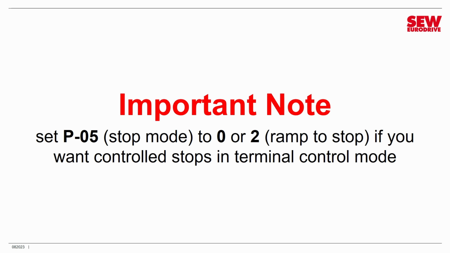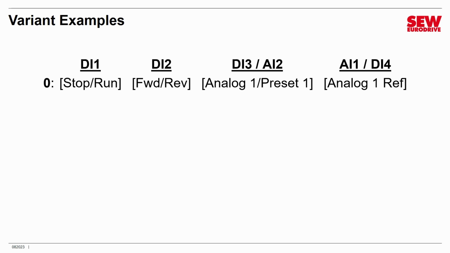Okay, let's take a look at some variant examples, and we'll try to make all those signal names make sense. We'll take a look at the default variant that you will get if you just activate terminal control mode and don't make any other changes, and that is variant 0. Let me show you how to interpret a variant. First of all, the number at the very beginning is the variant number. Then we have 4 inputs on our I/O connector, DI1, DI2, DI3, and AI2, AI1, and DI4. And underneath it will be a description of the signal associated with it.